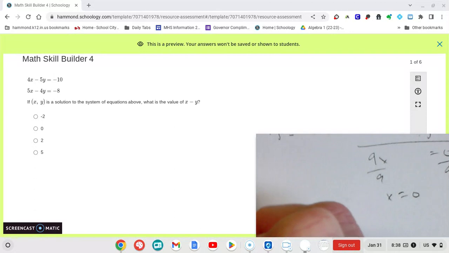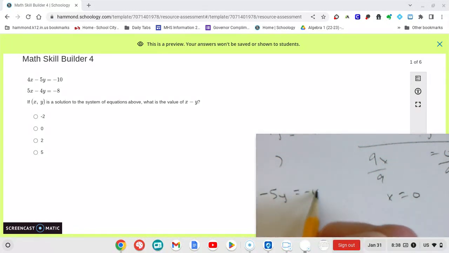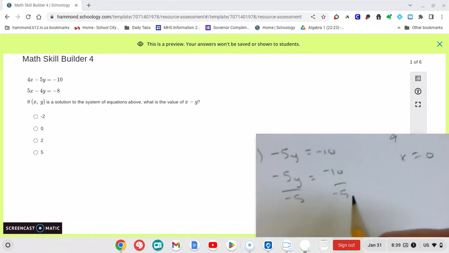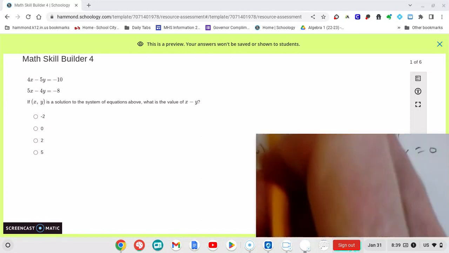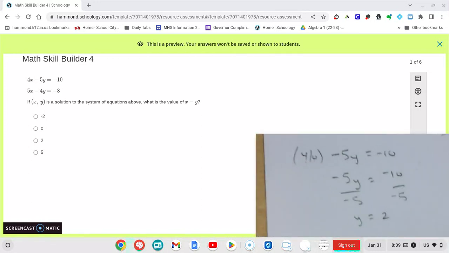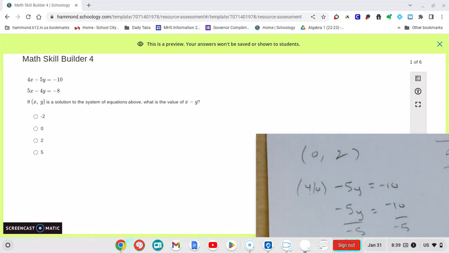Awesome. So we know that we have 0, comma, and then some y. We're going to need to go ahead and substitute that value of x back into either of the equations. I'm just going to pick the first one. So 4 times 0 is 0, so negative 5y is going to be equal to negative 10. And then y equal to 2. So we have our ordered pair of 0 and 2. X minus y is going to give us negative 2 for an answer to this question.